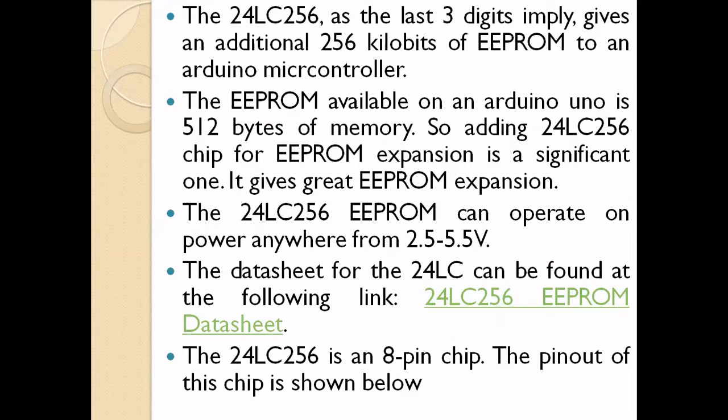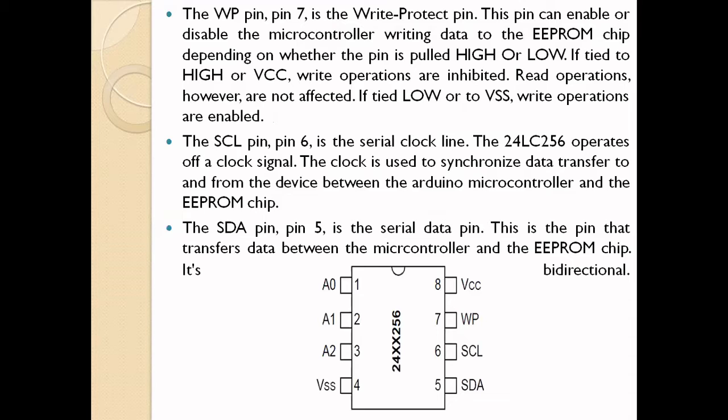Here there are 8 pins. One is called VCC, another one is the ground pin, then 3 address pins, then SDA, and SCL. First, VCC means supply. Next one is VSS, which is the ground pin. Next, these 3 pins are called address: A0, A1, A2.